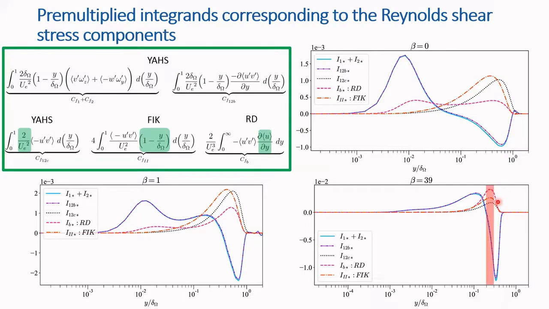However, for all the three pressure gradient cases, a dominant outer peak is seen in the Reynolds stress contribution for the adverse pressure gradient case, which is at the edge of separation.